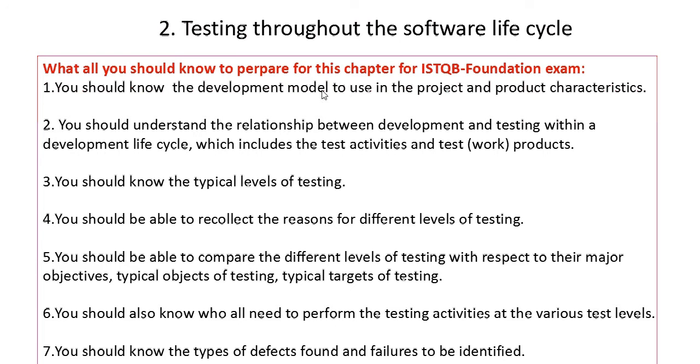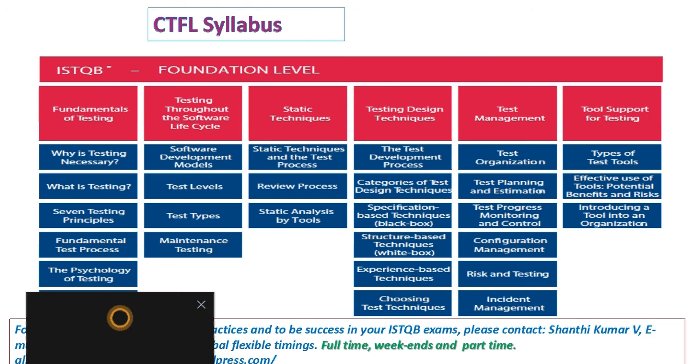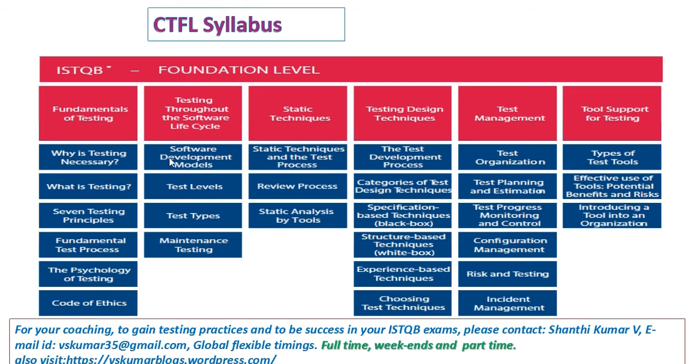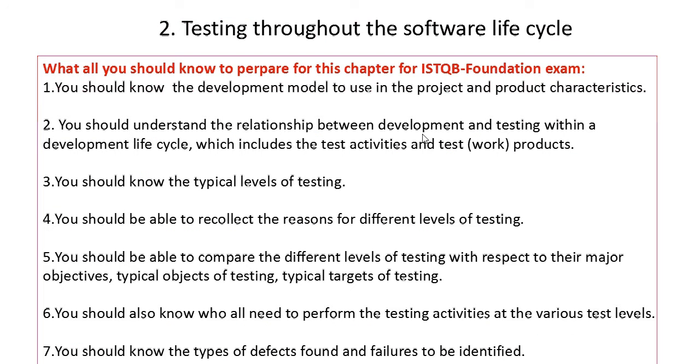First, you should know the development model to use based on project and product characteristics. In the syllabus, software development models are there, and this is pulled from that topic. You should understand the relationship between development and testing within a development life cycle, which includes testing activities and test work products. Let us say you are taking a V model: one line belongs to the software development life cycle, and another line belongs to the test life cycle. You should be aware of all these activities.